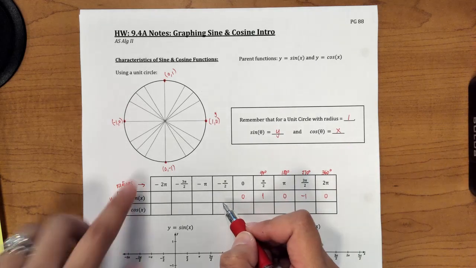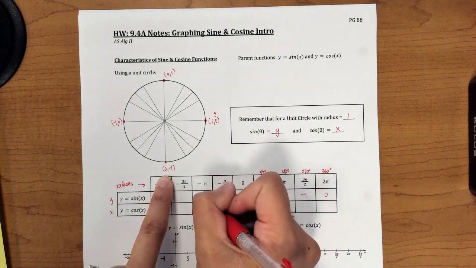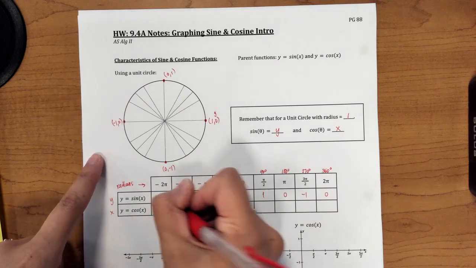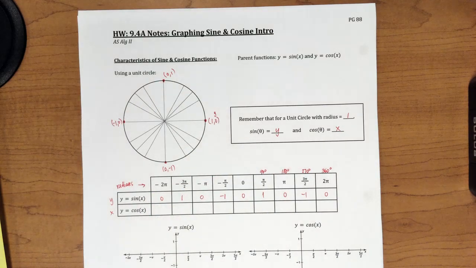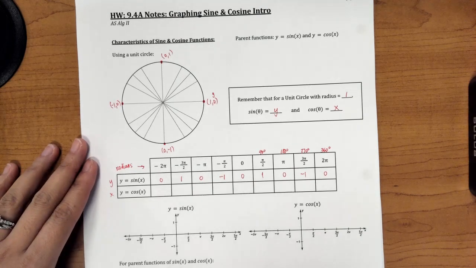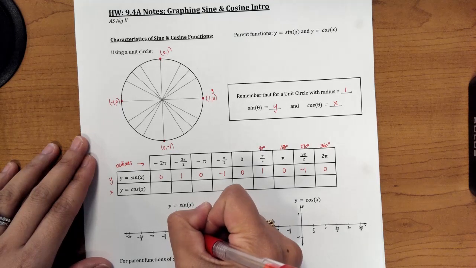So let's go backwards now. If I come down this way to -90, that's -1, back to 0, +1, back to 0. And this is a circular function, right, because it keeps going in this circle. And we can now plot our points.